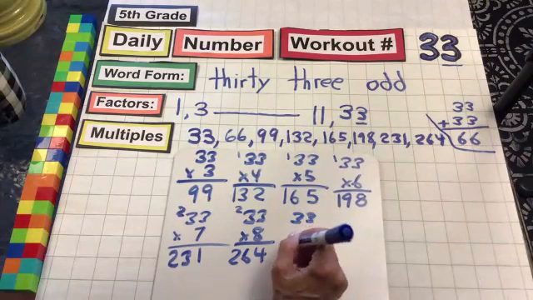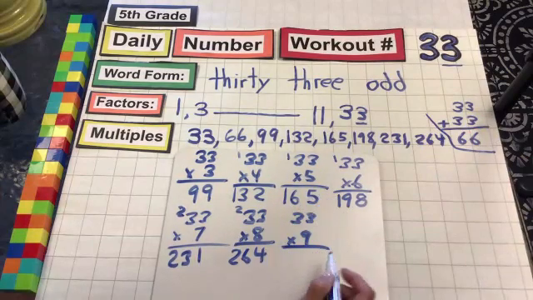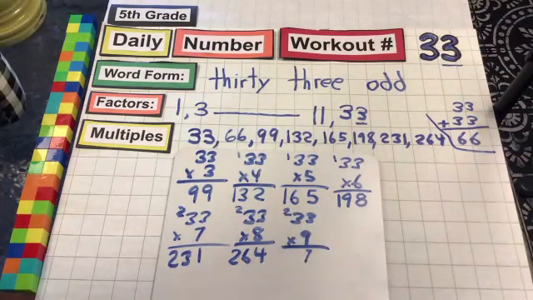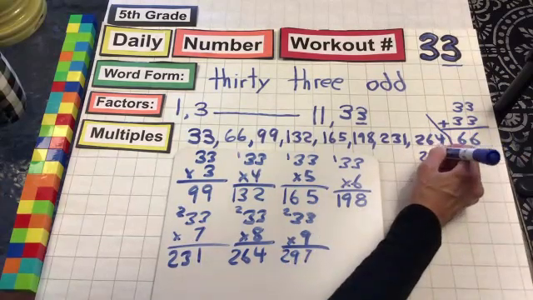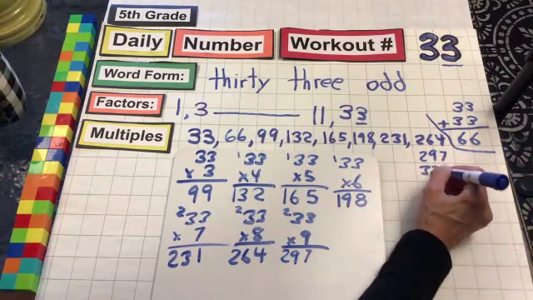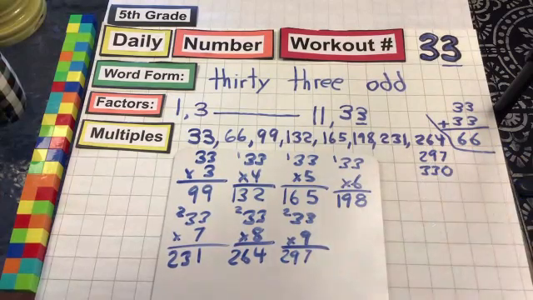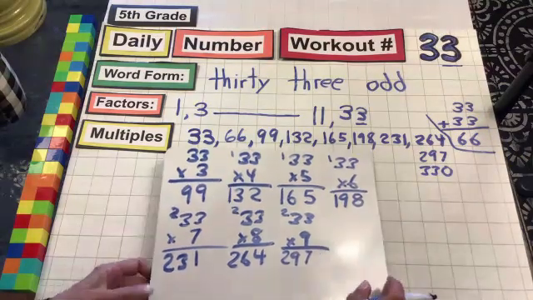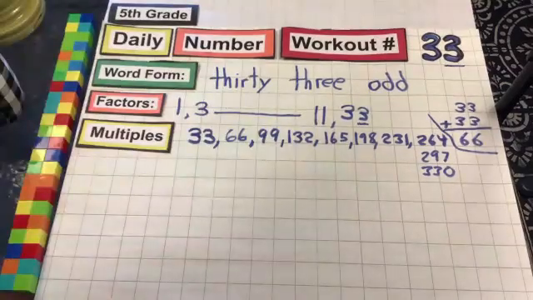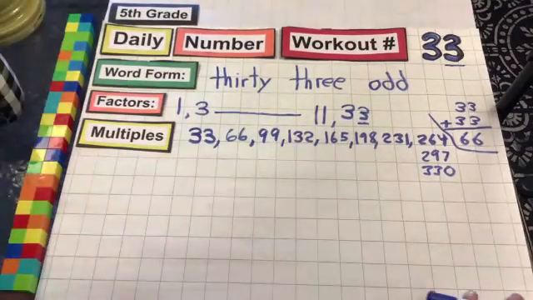33 times 9. 9 times 3 is 27. Drop the 7, carry the 2. 9 times 3 is 27 plus 2 is 29. So we have 297. And then, of course, 10 times 33 would be 33 with a 0. And we're done. So those are multiples of 33. So if we wanted to count by 33, this is how we would count.